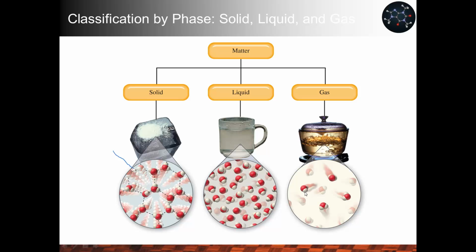Now a gas, they have no attraction to each other. So they just fly around wherever they want to and bump into things and fly off in a new direction. And that's why they have the properties that they do: there's just no attraction from one water unit to another unit of water once it's a gas.